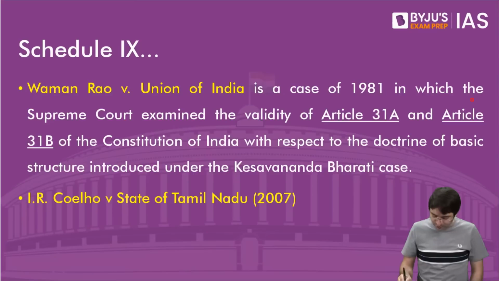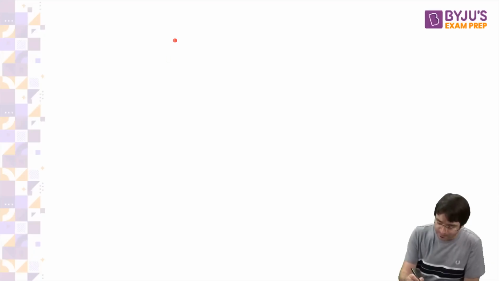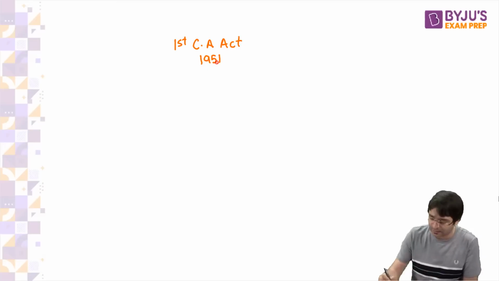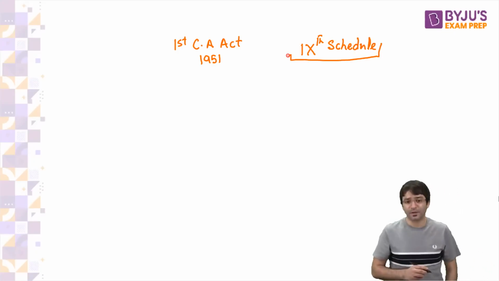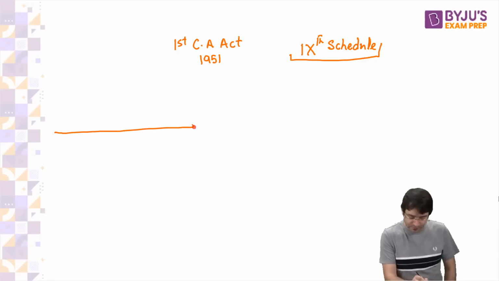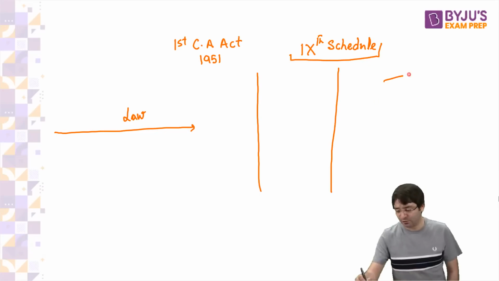But what is Schedule 9 of the Constitution? We have discussed this multiple times, but we will just recap it now. First, by the Constitutional Amendment Act 1951, the Ninth Schedule was added to the Constitution. Any law which is placed in the Ninth Schedule, the Constitution said, no judicial review.